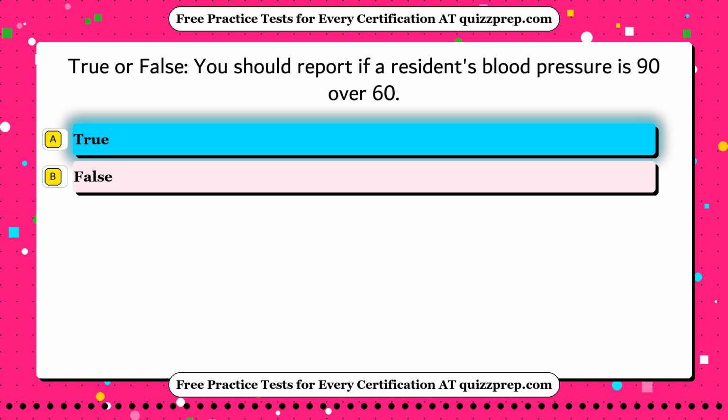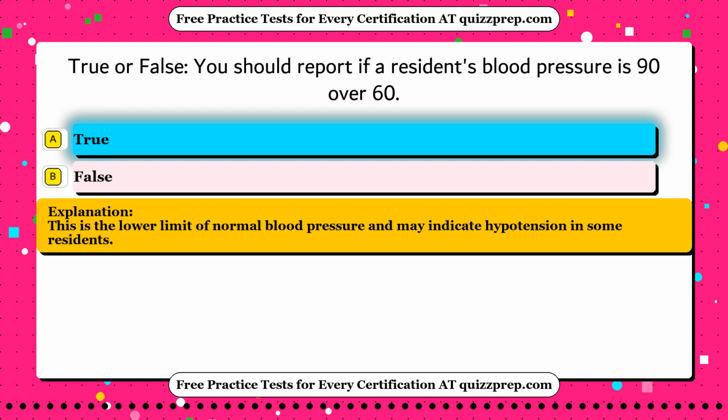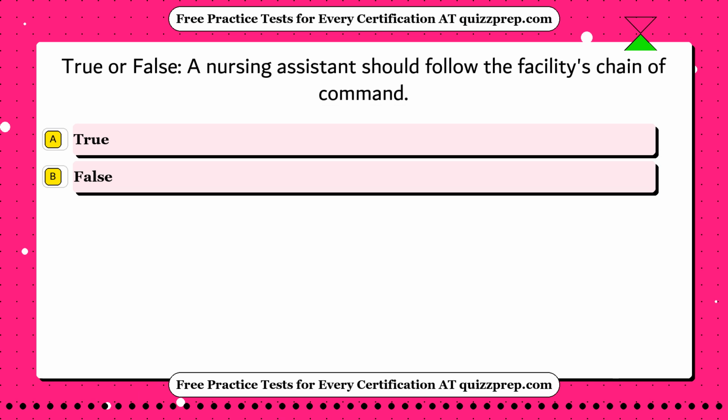The correct answer is option A, true. This is the lower limit of normal blood pressure and may indicate hypotension in some residents. Question 101. True or false, a nursing assistant should follow the facility's chain of command? Option A, true. Option B, false.